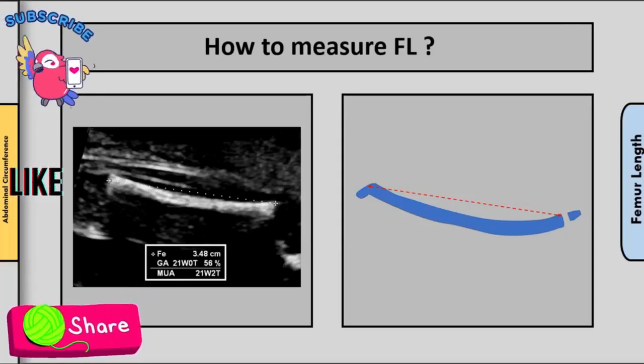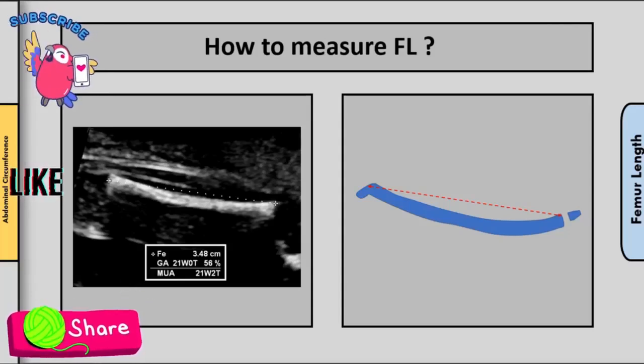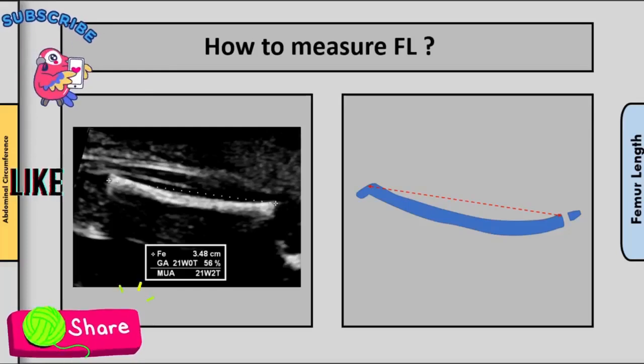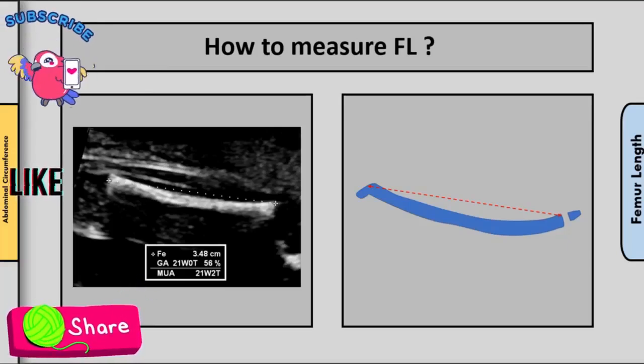Magnify the image. The cross-section of the femur should fill at least 30% of the monitor. The intersection of the calipers is placed on the outer borders of the edges of the femur bone, outer to outer. The trochanter should not be measured.